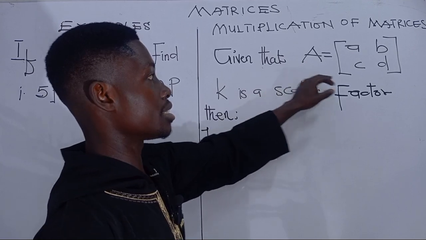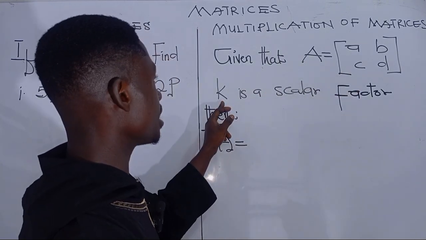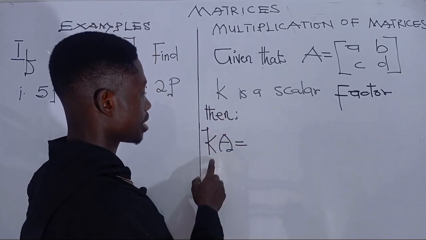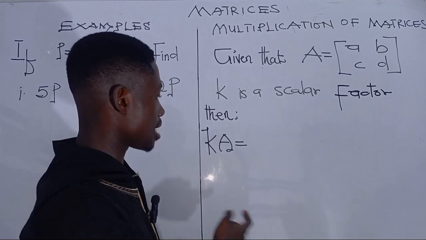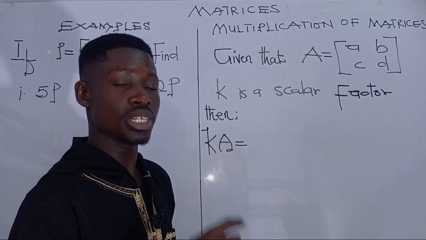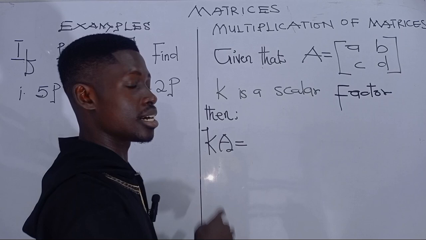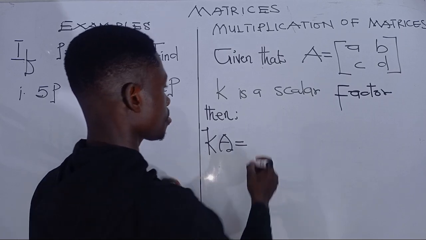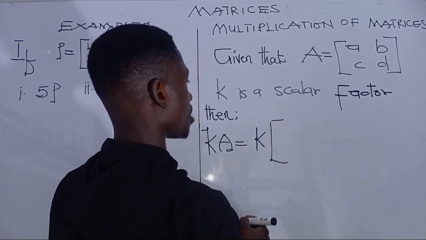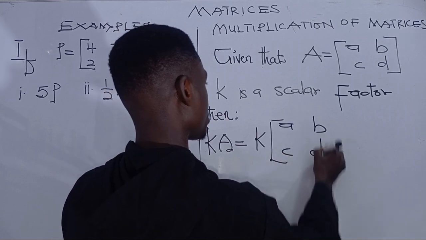Given that A is a matrix and this matrix is a 2 by 2 matrix and K is a scalar factor where K is a number, then KA means we want to multiply the scalar factor by the matrix. So in doing that, we are going to multiply all the entries in the matrix by the scalar factor. We have K multiplying all the entries in the matrix.